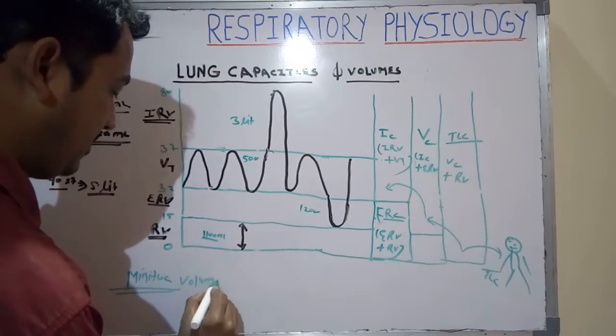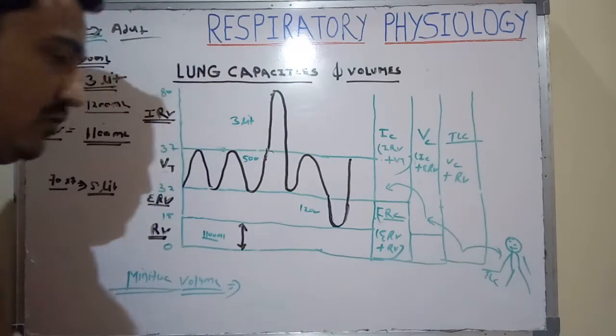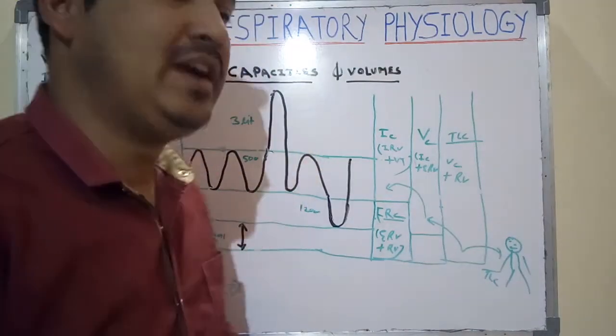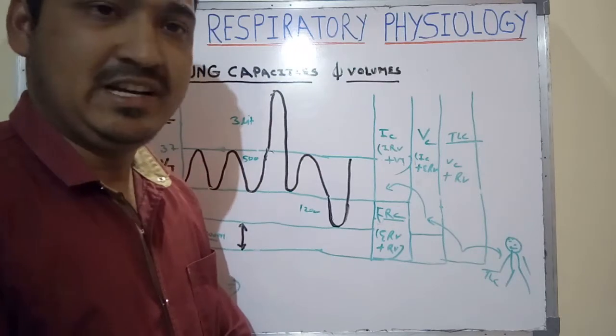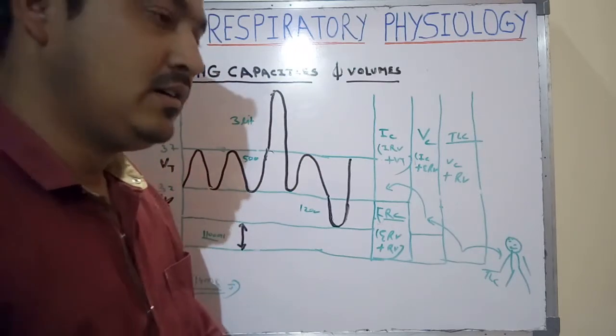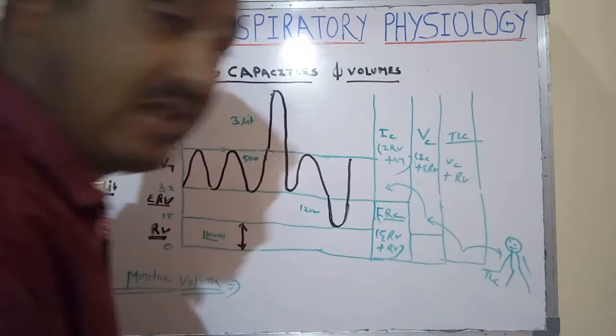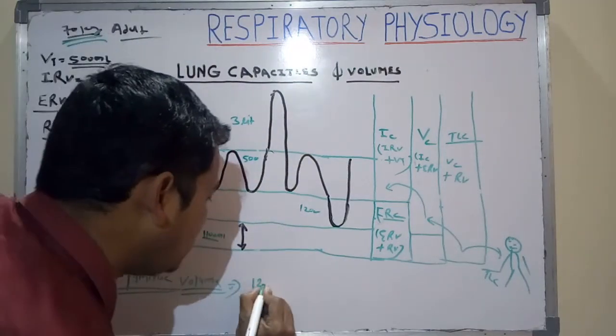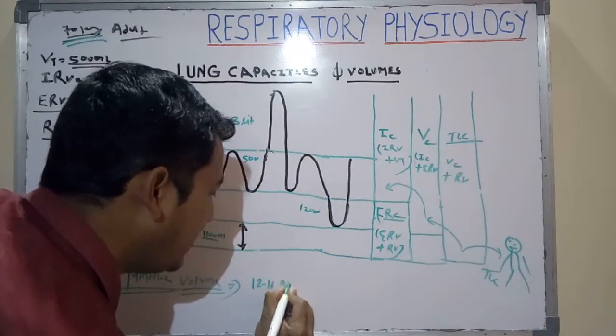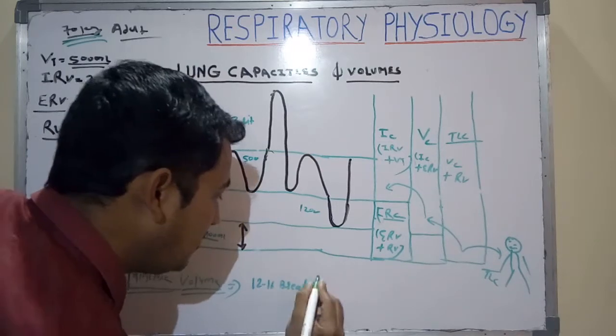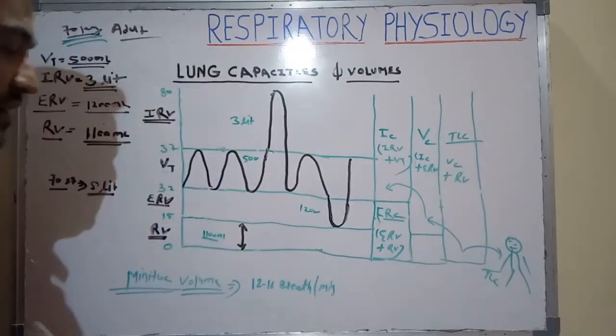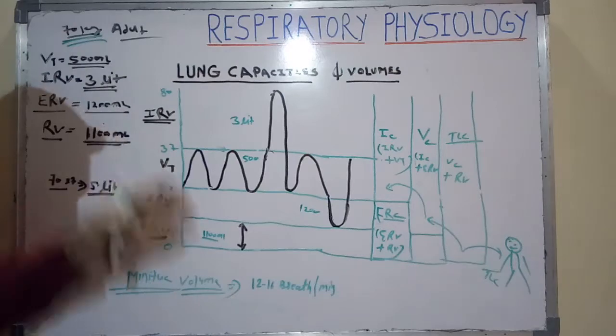Minute volume. You know what is respiratory rate? It is 12 to 16 breaths per minute. It is breaths, not beats. 12 to 16 breaths per minute. This is the normal respiratory rate, and these volumes we are calculating in what?